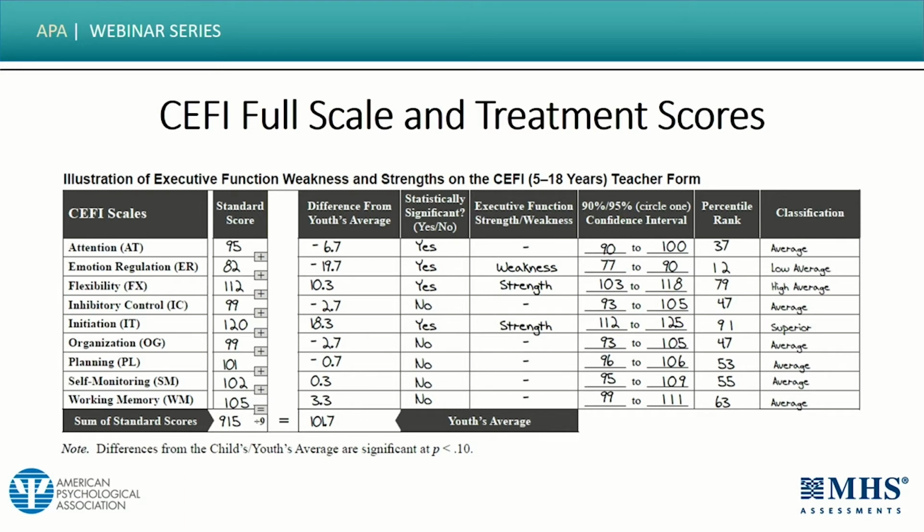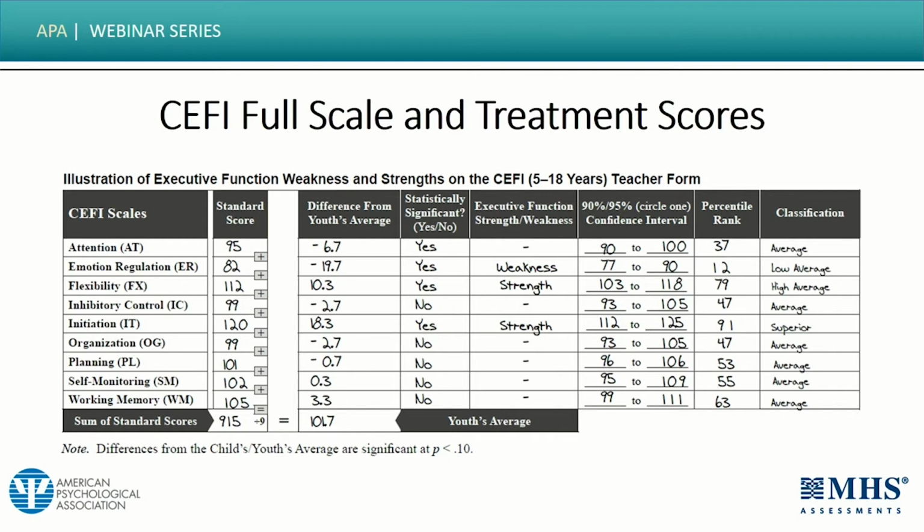So we compare each one of those 9 scores to that 101.7, and we see the attention score is 6.7 points below the youth's average. That is actually a statistically significant difference, but we don't list it as a weakness because it's clearly in the average range. Whereas the emotion regulation score, 19.7 points below the individual's average, is statistically significant, and because it's so low, at the 12th percentile, we would call that a weakness. Using similar logic, we have 2 strengths.